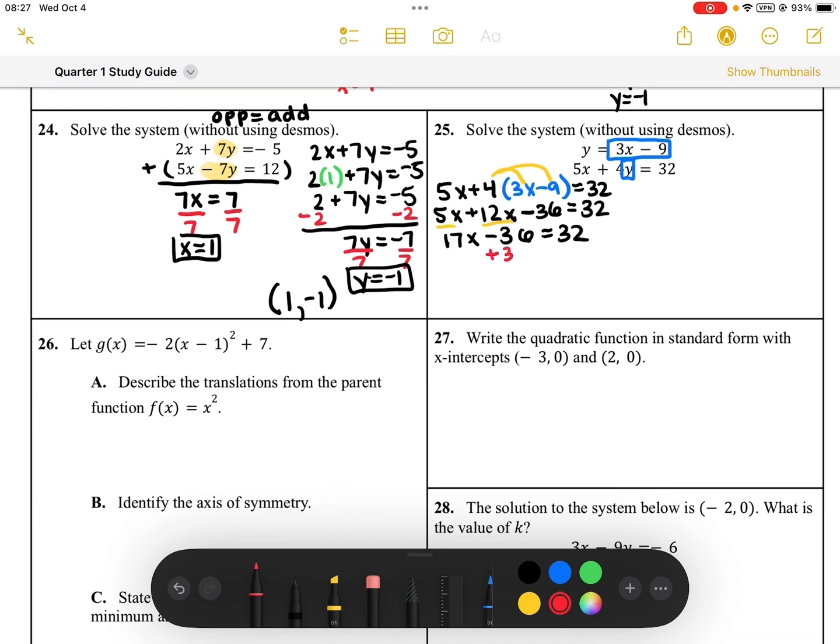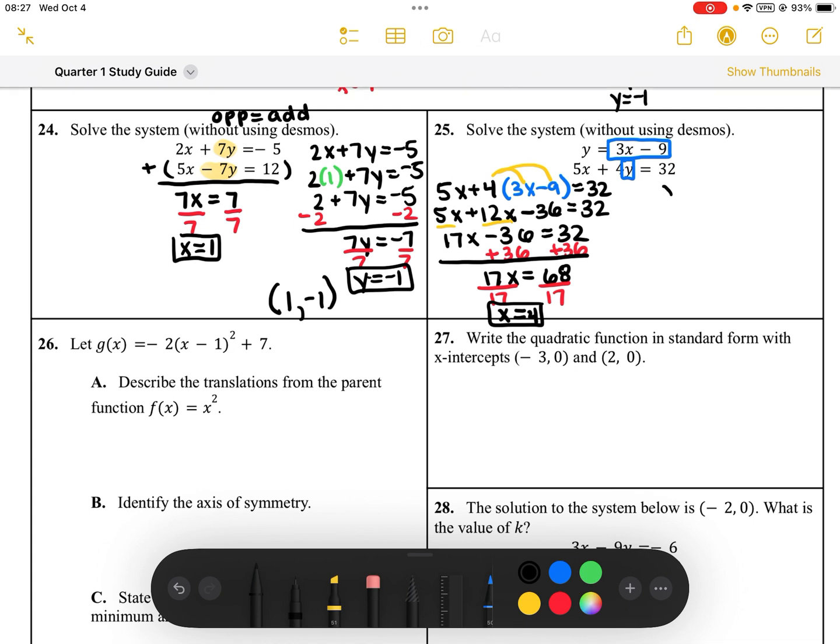Then I want to get 17x by itself. So I'm going to add 36 to both sides. So I get 17x equals 68. Then divide by 17. So we get x equals 4.